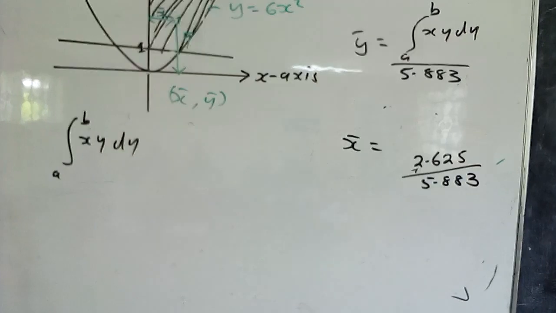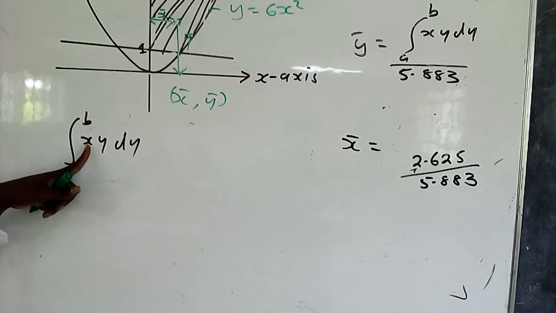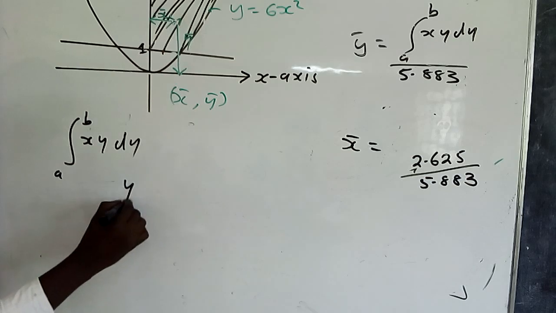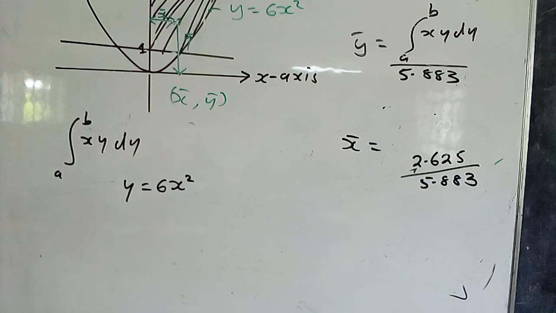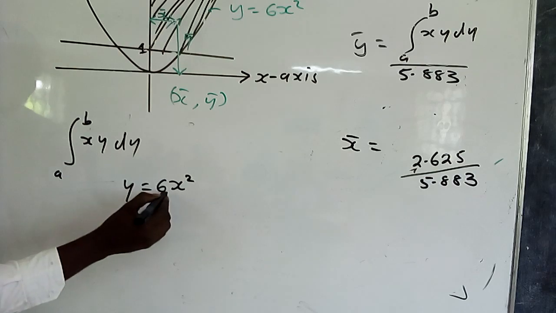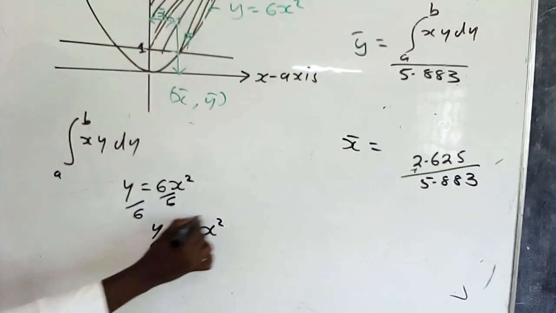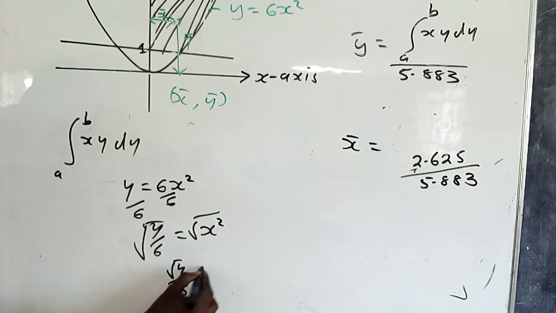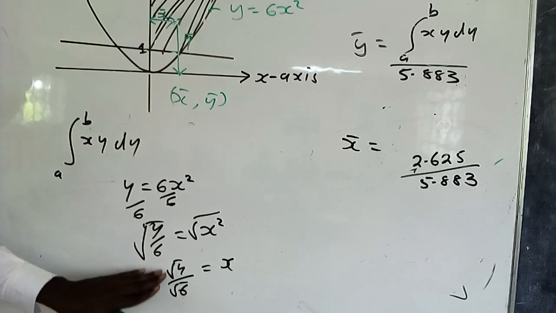Are we together? When we are integrating with respect to y, it means this x is what we need to remove, isn't it? So what is this x? We know y is 6x squared. We were given our curve here is y is 6x squared. So we want to make x the subject. You divide both sides by 6, first of all, you get y over 6 is equal to x squared. So for you to get x, you look for the square root of both sides. That is going to be square root of y over square root of 6 equals x. Are we together?